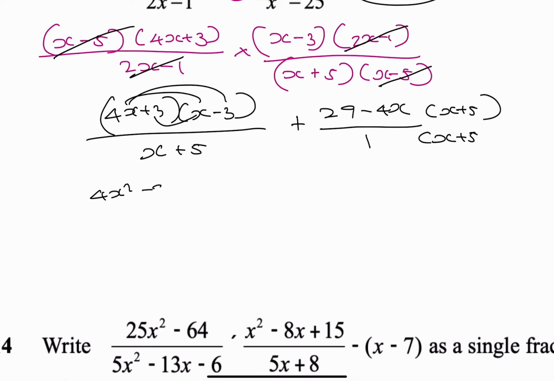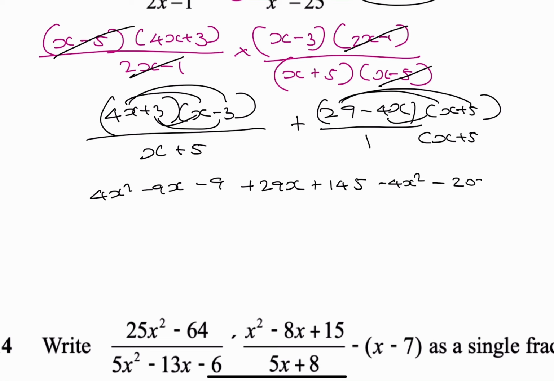It's a plus, so it's kind of an easy one. Minus 29x, okay, minus 29x, sorry, plus 29x, my bad, plus 29x. What's that? 29 times 5, which is 145, minus 4x squared minus 20x, all over just x plus 5 then.